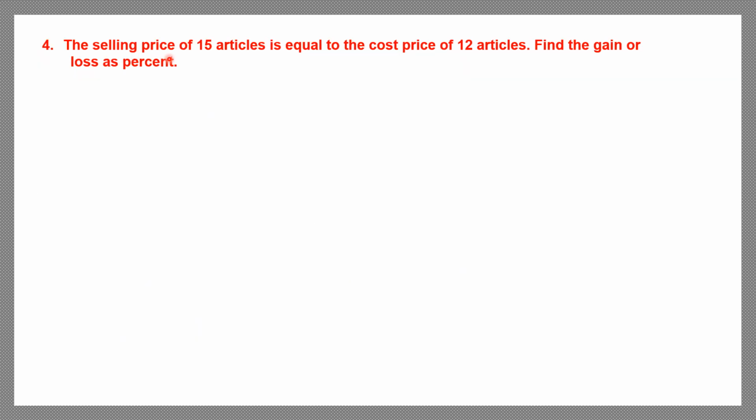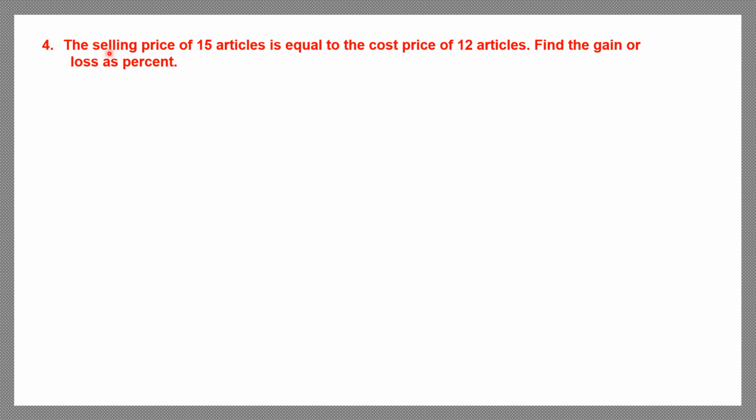Question 4. The selling price of 15 articles is equal to the cost price of 12 articles. Find the gain or loss as percent. So here we've been given the selling price of 15 and the cost price of 12. So we have to find the selling price of one article and the cost price of one article. And only then can we see if there was a gain or a loss. And then find the percent.